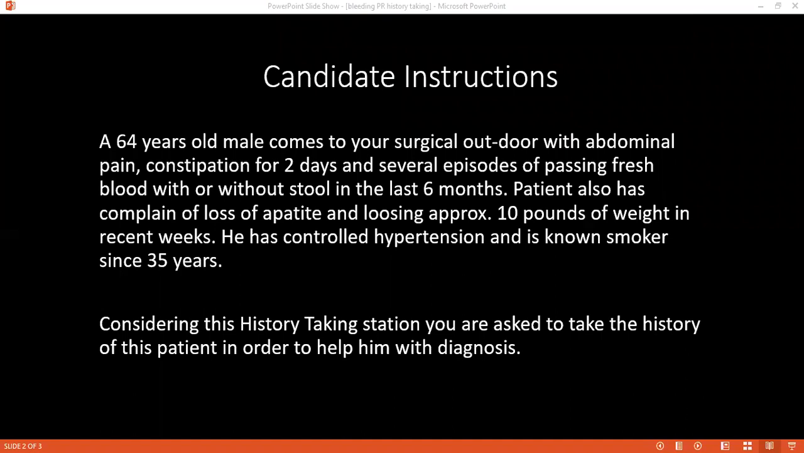Yes. Sorry, ma'am. Actually, I was on mute. Okay, go ahead. You've been bleeding from your back passage for how long now, sir? Yeah, it is present for the last 6 months. Okay. This blood, is it always bright or is it dark in color? No, it is bright.